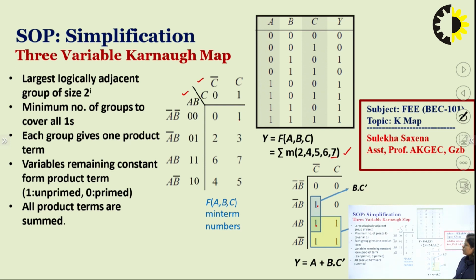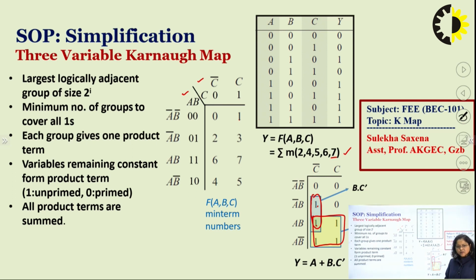So first of all, we will check if there is any octet. As we can see that there is no octet, then we search for quad, and we have seen that there is a group of 4 ones, that is a quad. No further quad is there, then we search for a pair, and there is a group of 2 ones, that is a pair. So one quad and one pair is there.